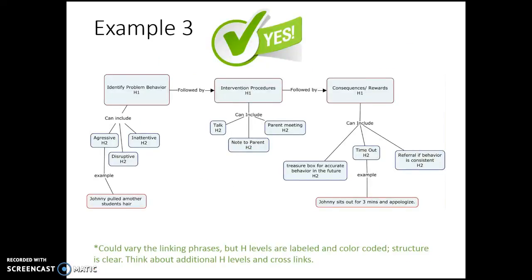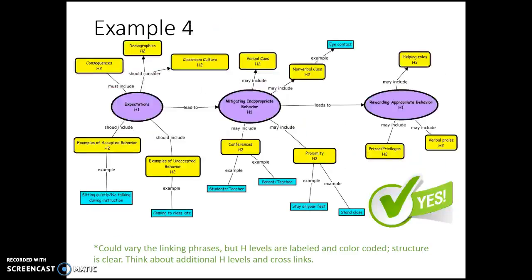This map is an example of a correctly completed map. You see H levels delineated in the shapes with the concepts. You see H1, H2. You see examples, which are a different color, but not a new H level. They're examples of the preceding hierarchy. You see some repetition with the linking phrases. The user could vary that, and the user can also think about additional H levels or content or the use of crosslinks.